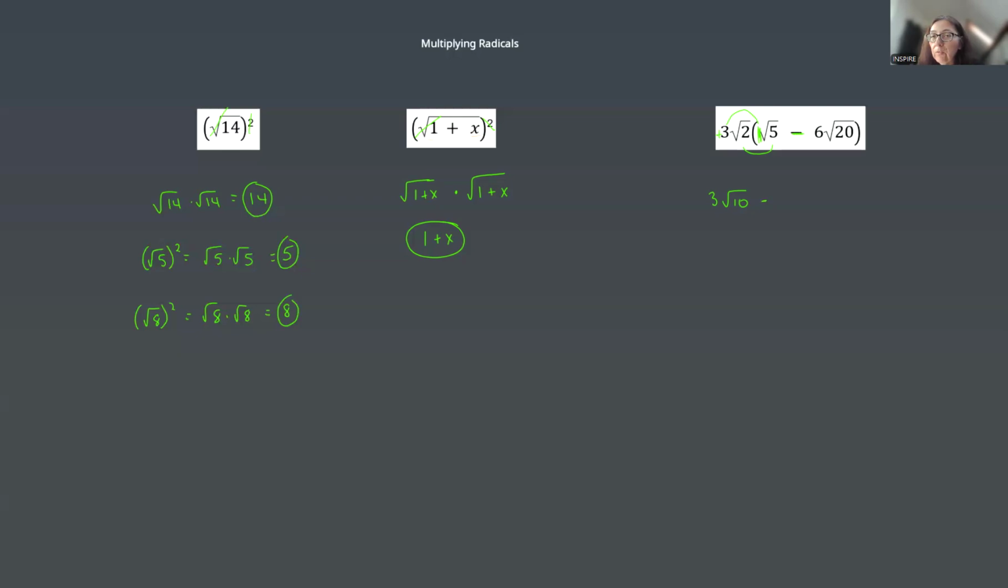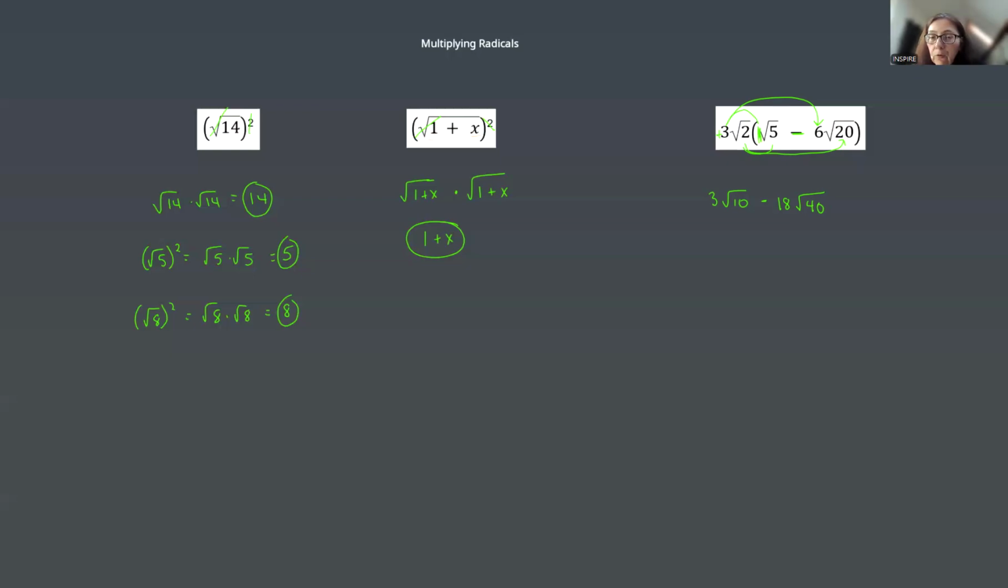And then this is a positive, so a positive times a negative is a negative. I'll multiply the outsides. 3 times 6 is 18. Multiply the insides. 2 times 20 is 40. Now, I can't combine them the way they are because the radicals are different. But we can see if we can simplify the radicals down by taking out any perfect squares.